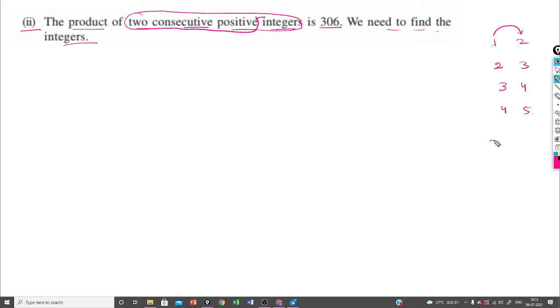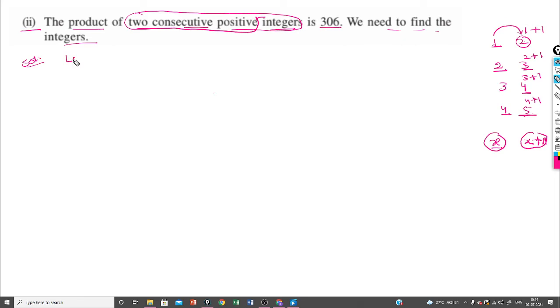We don't know the first number. If I assume the first number as x, can you guess the next number? From these examples you can get it. To get 2, first number 1 plus 1. To get 3, first number 2 plus 1. To get 4, first number 3 plus 1. To get 5, first number 4 plus 1. So the next number is x plus 1. So these are the two consecutive positive integers we can assume, because we don't know both numbers. One is x and the other one will be x plus 1.